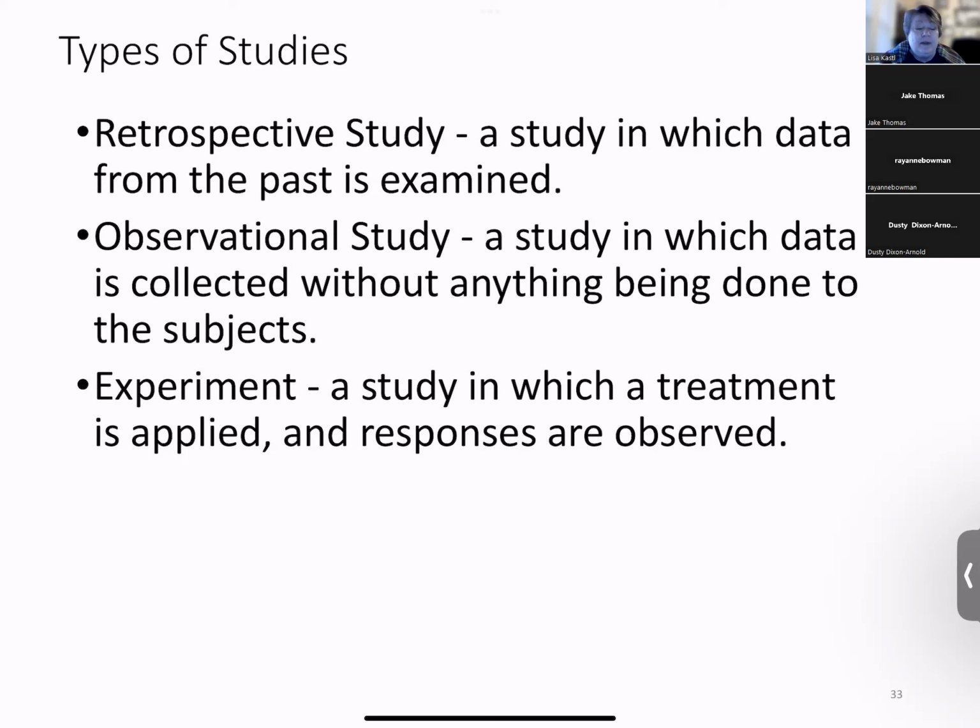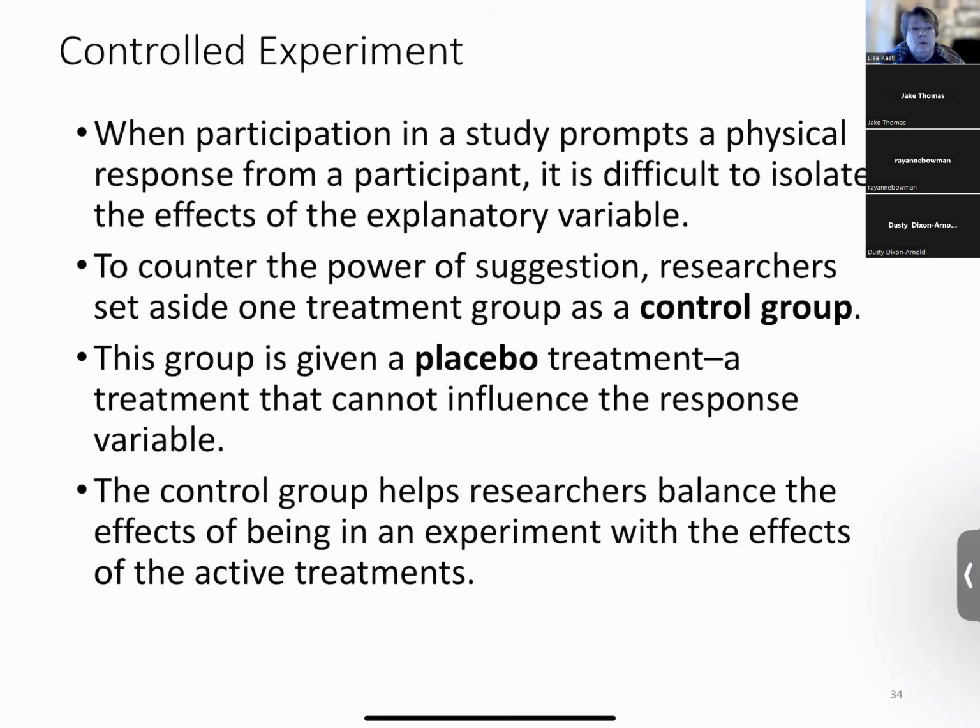And I've actually had students do observational studies before in honors, if you're ever interested in taking this for honors. Things like observing what hand they use, what's their dominant hand. That's just something you can observe and count. A controlled experiment, when the participation in a study prompts a physical response from a participant, it's difficult to isolate the effects of the explanatory variable, and that's putting it very mildly.